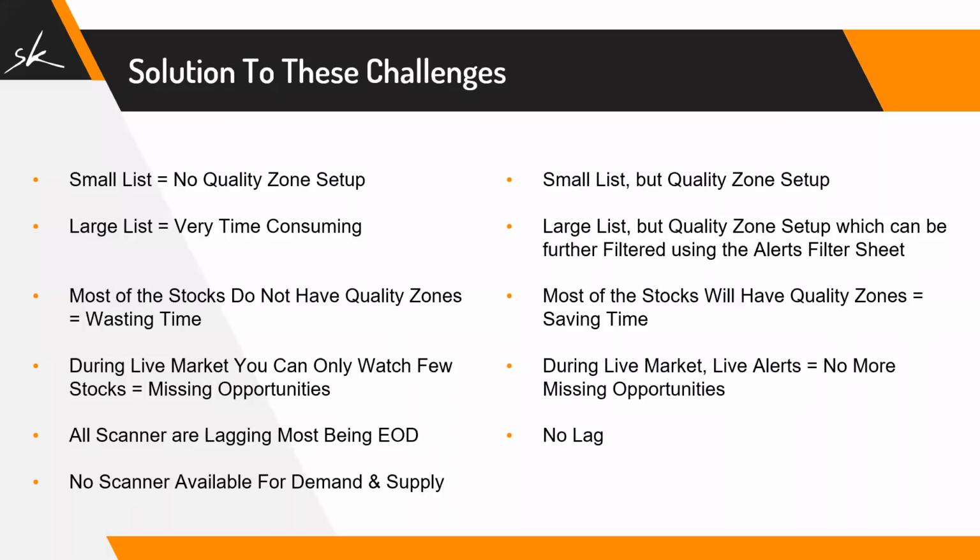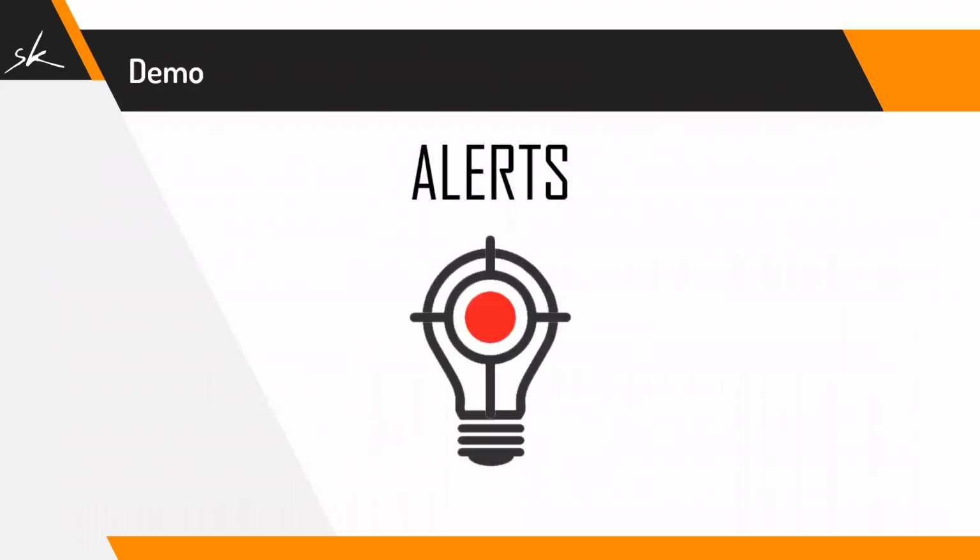And like we discussed, no scanners available for demand and supply. This is purely based on demand and supply, right? It only identifies trade setups for you where we have demand areas and where we have supply areas, right? So let me show you a small little demo of it. Just give me 1 second.